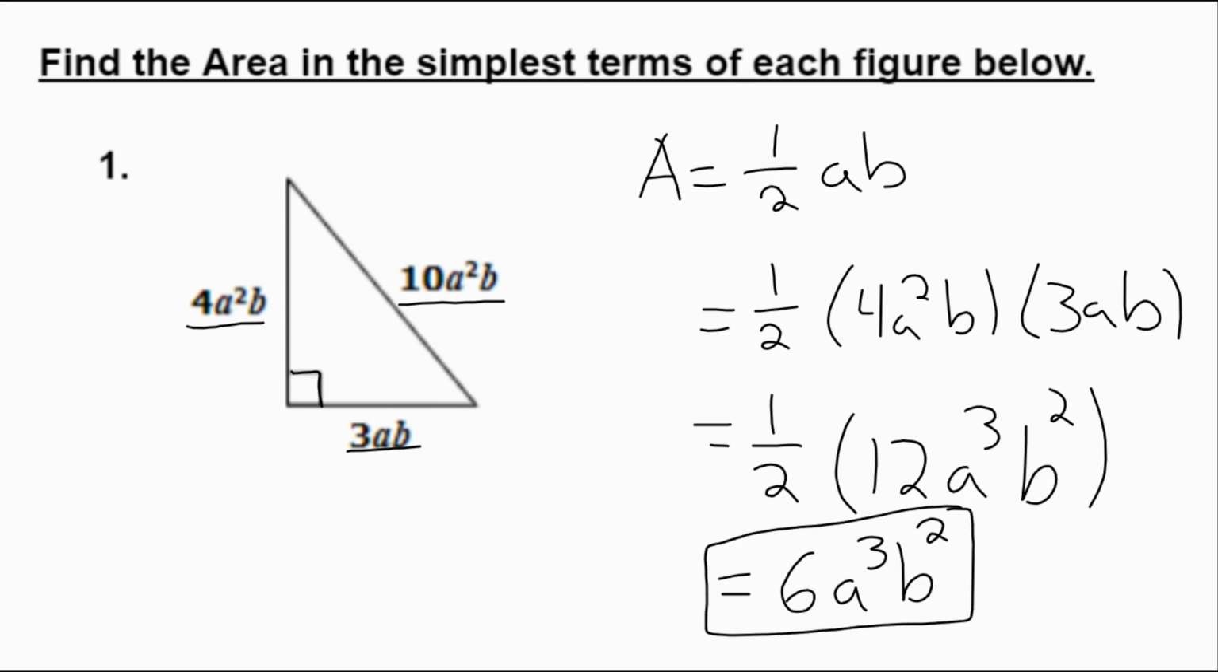So if I was given the values of a and b, I could easily find the area. That's what we're doing through these problems. We're just simplifying in simplest terms to quickly find the area if we were to be given the values.